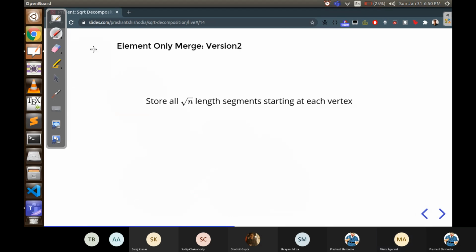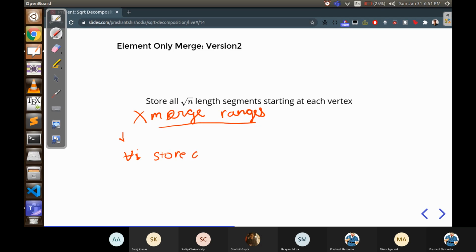Okay, so another version of it is, you still don't want to merge ranges. You hate merging ranges. So what you do is, for each i, store the answer for all root n length segments.